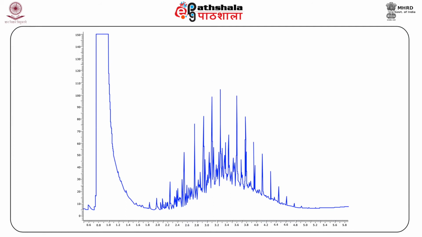Shown here is a typical gas chromatogram of diesel. You can see it has so many peaks, and if you notice why there are so many peaks, it is because diesel is not a single organic compound, it is a mixture of many organic compounds, and corresponding to each of them you have a peak. So, this is how the gas chromatogram of diesel looks.